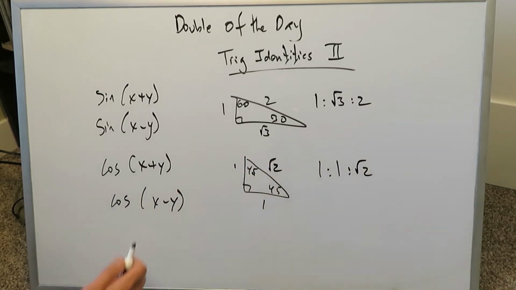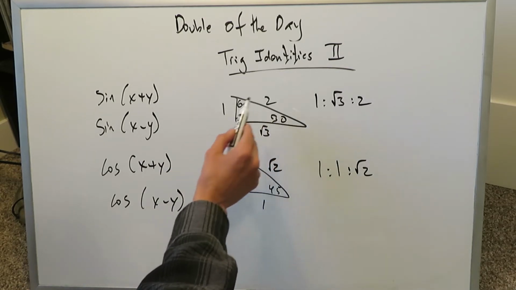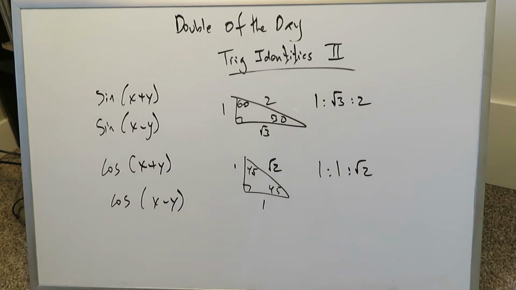The larger side always opposes the larger angle and the smaller side opposes the smaller angle. See, 1 is opposing a 30, 2 is opposing a 90. So that is a good concept to remember. Let's look at these trigonometric identities I have here on the side.